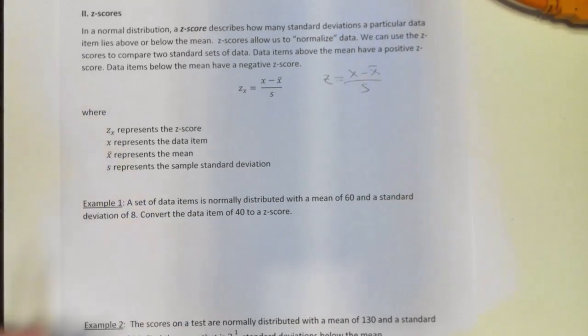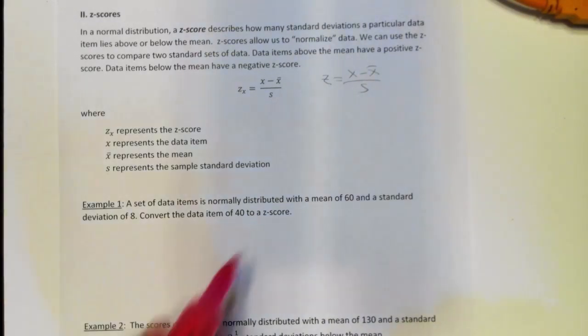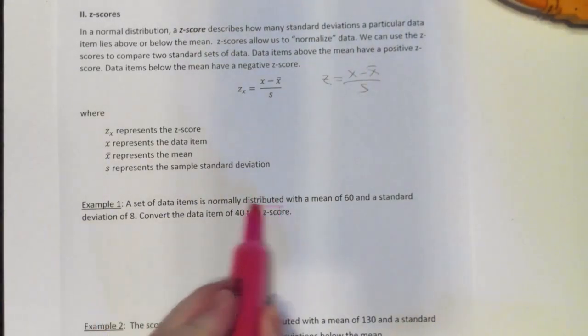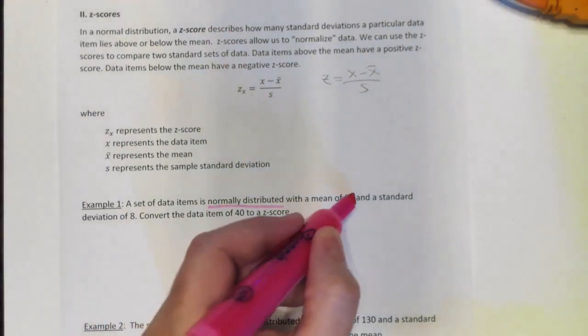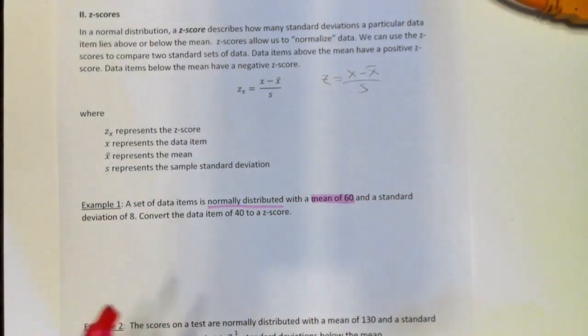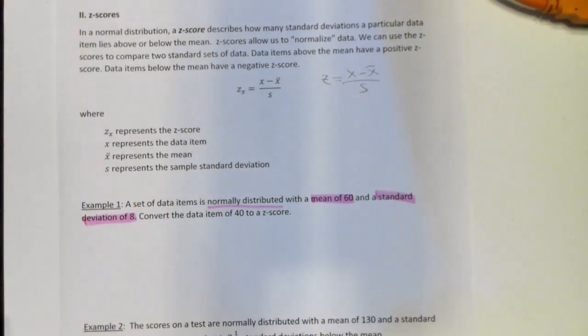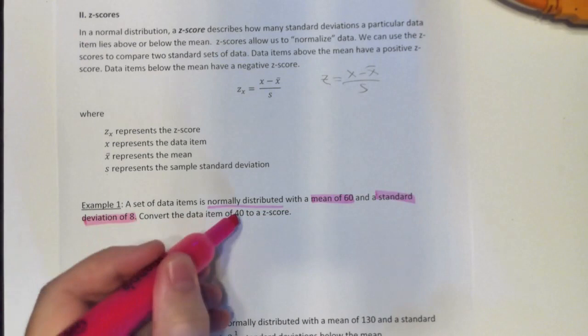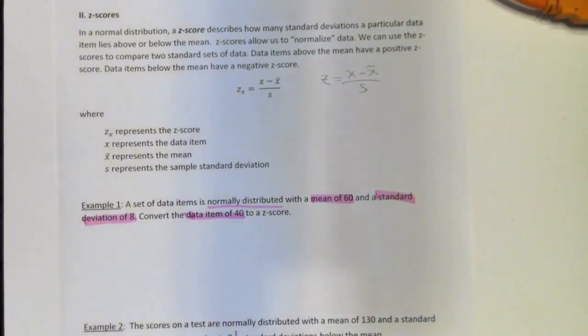So in these problems, you kind of just need to pick out what's what. Example 1: a set of data items is normally distributed. That has to be the case in order for us to use this formula. They say that the mean is 60 and the standard deviation is 8. And they want us to convert the data item of 40 to a z-score.